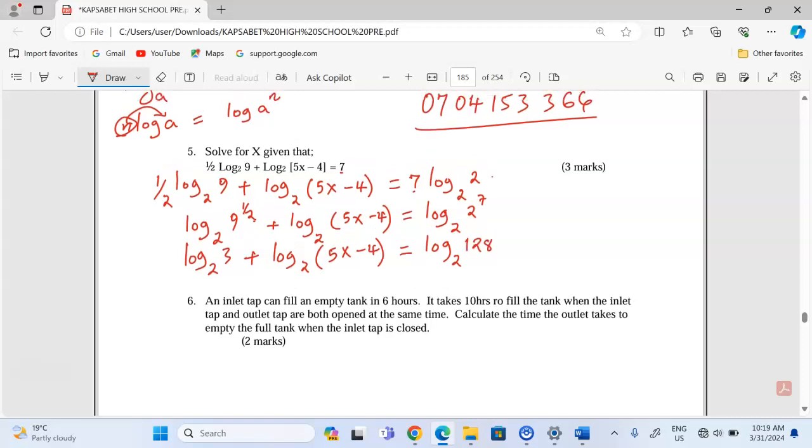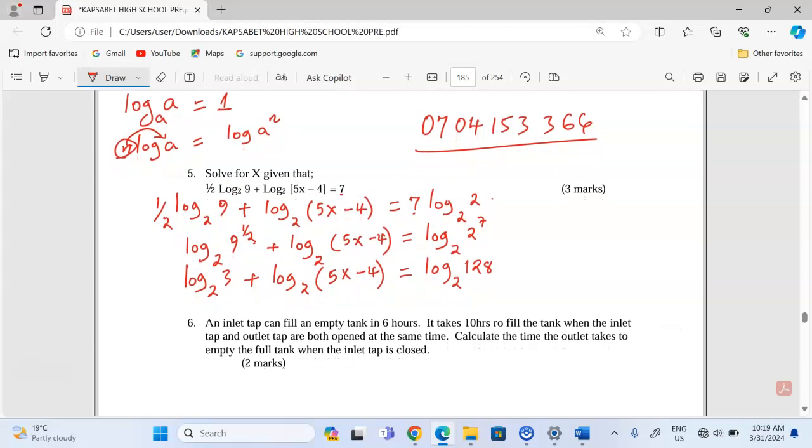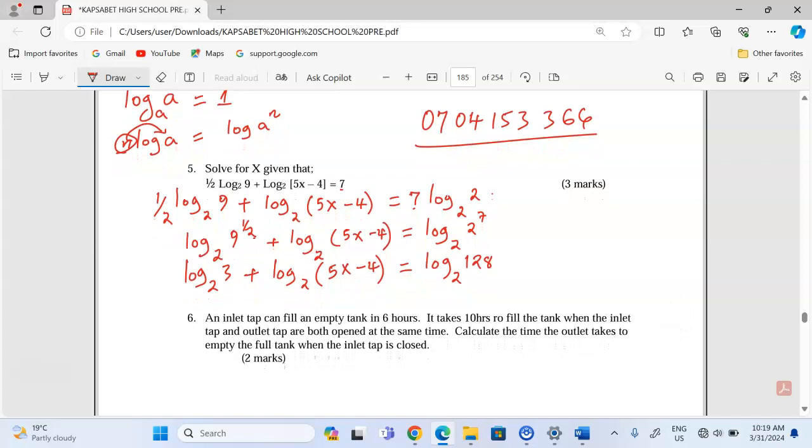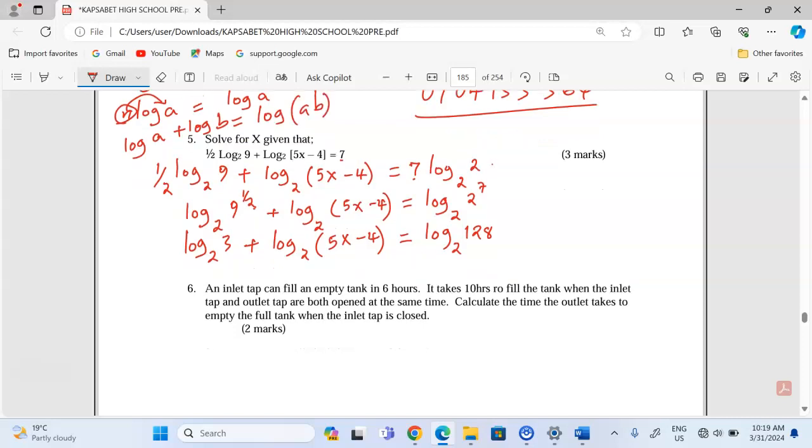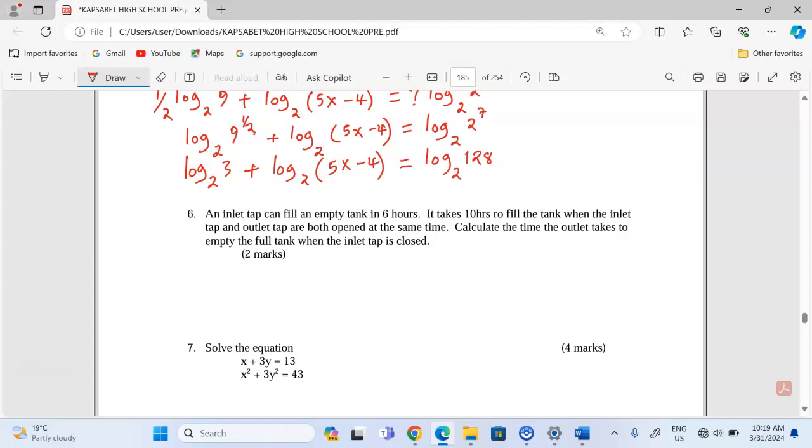128. Now we can apply another law of logarithms so that we may wind up, which says that when we have the log of a plus the log of b, as long as they are to the same base, then we can solve this by taking the log of a multiplied by b. That is what we shall apply on the right hand side. So we shall have the log to base 2 of 3 multiplied by 5x minus 4. This is equal to the log to base 2 of 128.